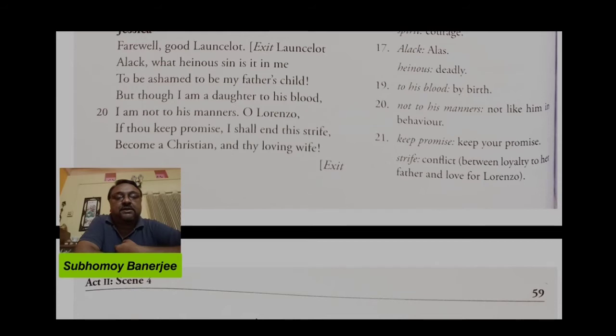Now, any daughter or any son, as far as religion is concerned, should not be ashamed of his or her own father or mother, unless they have done something very bad or something very shameful. So, in this case, Jessica is aware that when she is ashamed to be her father's child, it is actually like committing a sin when she is even thinking like this.